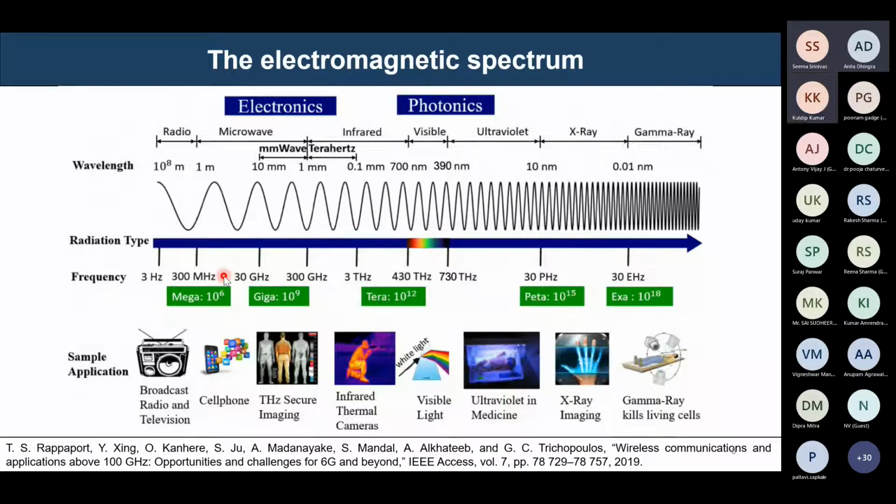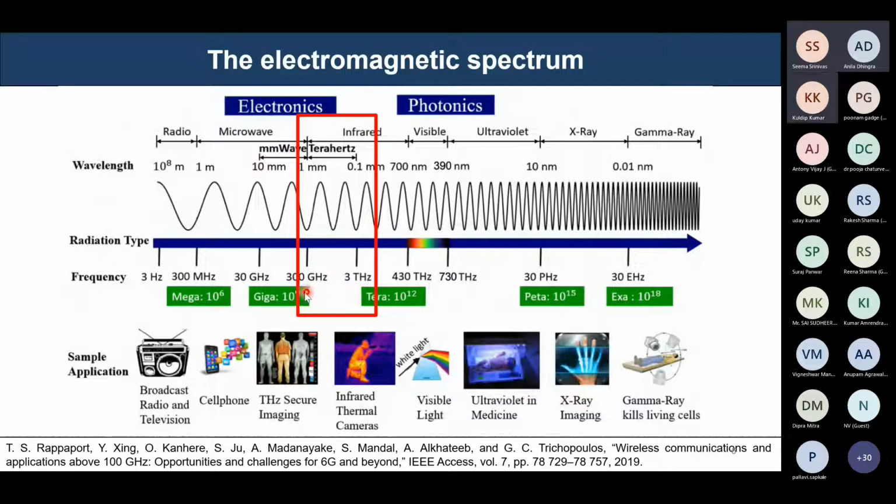Then in cell phones, up to 5G, we have used around 28 gigahertz. In 4G, we targeted sub-6 gigahertz frequencies. In 5G, we are targeting this particular range, the millimeter wave communication range. Now in 6th generation, what we are targeting is beyond 300 gigahertz up to 3 terahertz. So that's the first band.